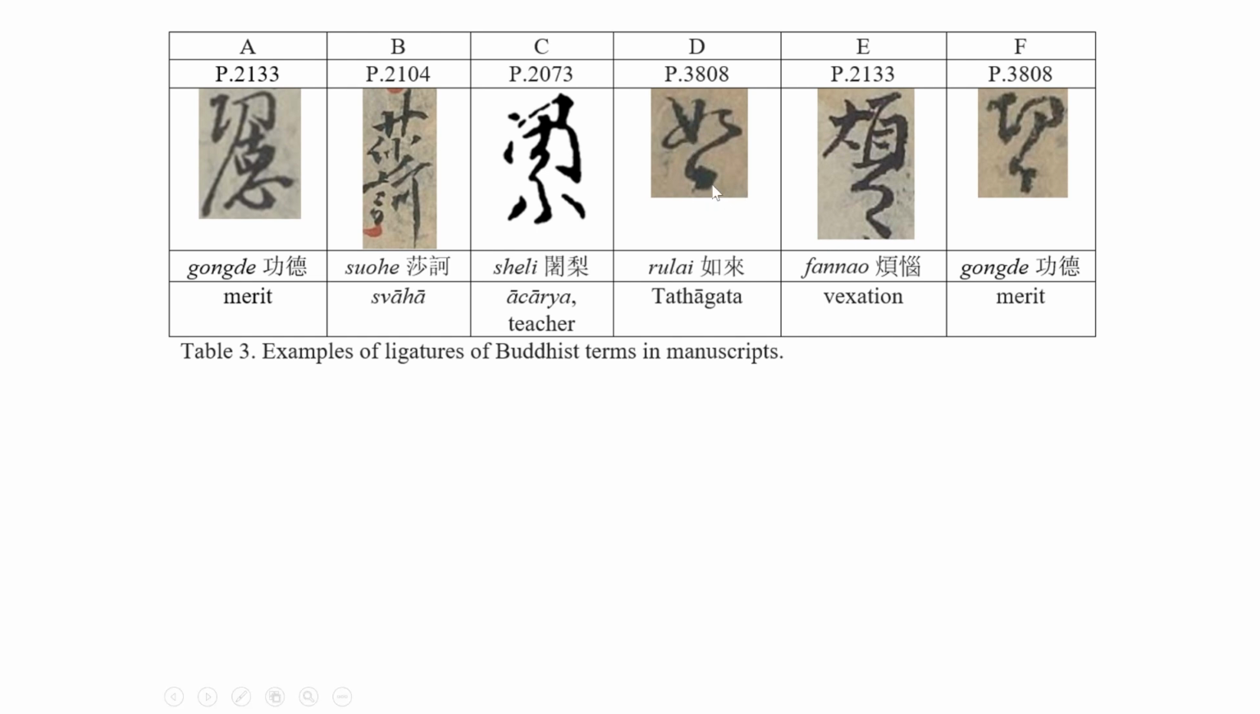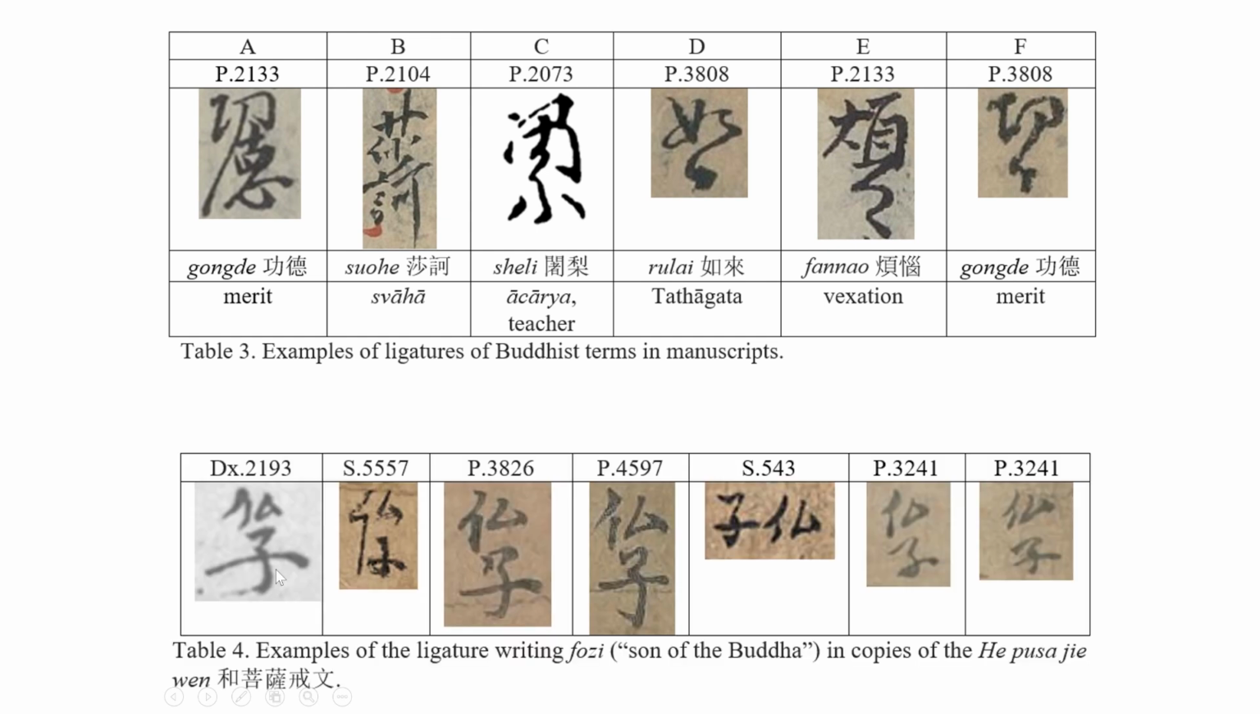So the second character is basically only marked. It's not written out. Another example is fannao, vexation. And here, again, we see this kind of abbreviation of the second character. And again, there's an example of the word 功德, where the second character is abbreviated to the point of just being marked. And these few examples here, they are all examples of the word 佛子, so son of the Buddha.